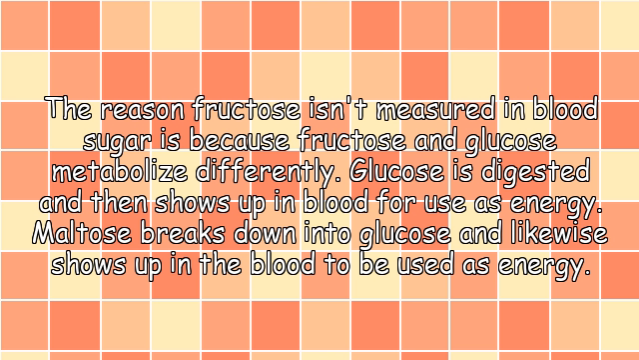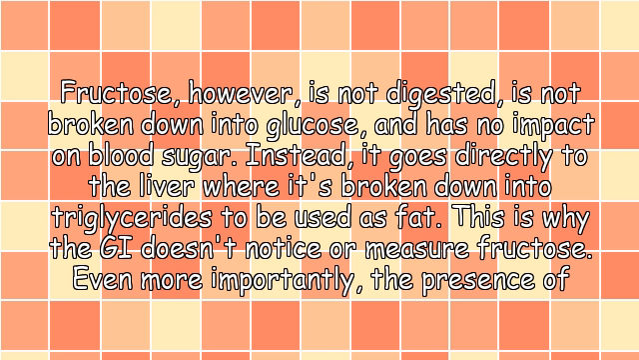Glucose is digested and then shows up in blood for use as energy. Maltose breaks down into glucose and likewise shows up in the blood to be used as energy. Fructose, however, is not digested, is not broken down into glucose, and has no impact on blood sugar. Instead, it goes directly to the liver, where it's broken down into triglycerides to be used as fat. This is why the GI doesn't notice or measure fructose.